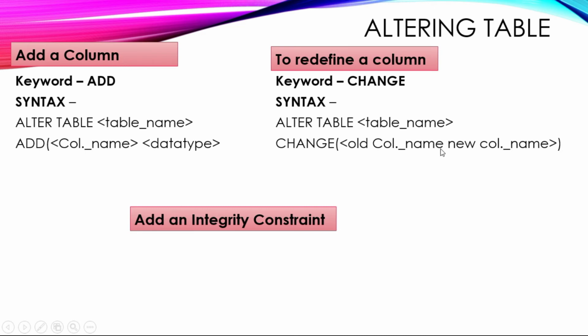Using as keyword, if you want to give alternate name for a particular query, then you can use as keyword, alias create कर सकते हो. And if you want to change the column name permanently, then with the help of change keyword, you can change the column name permanently.